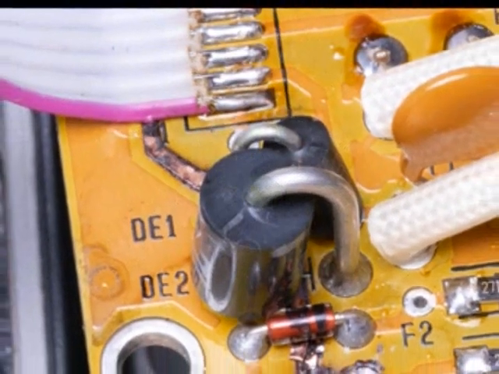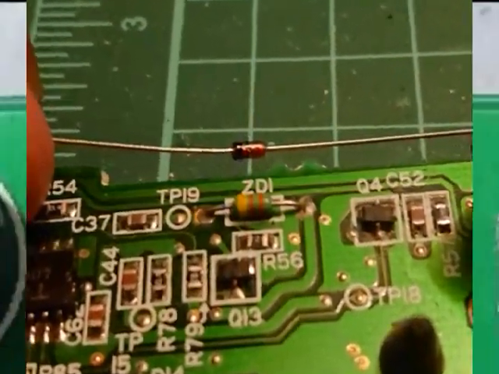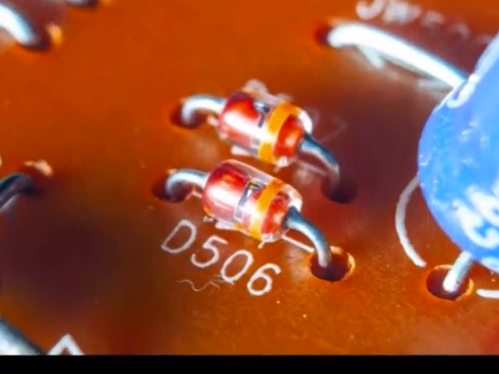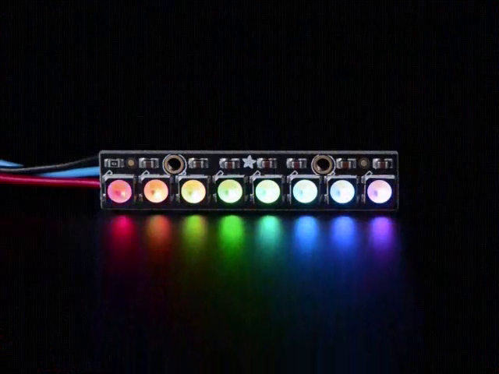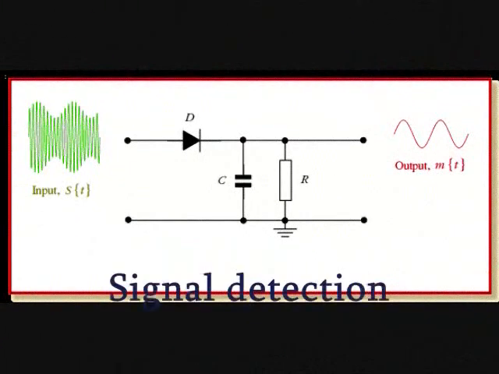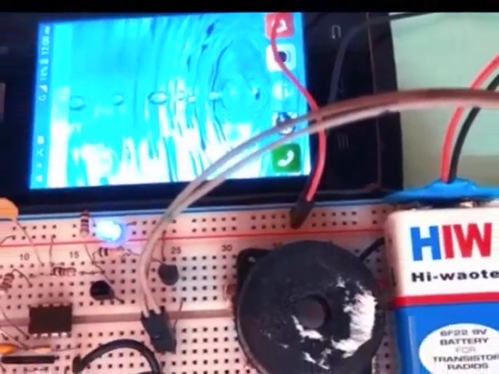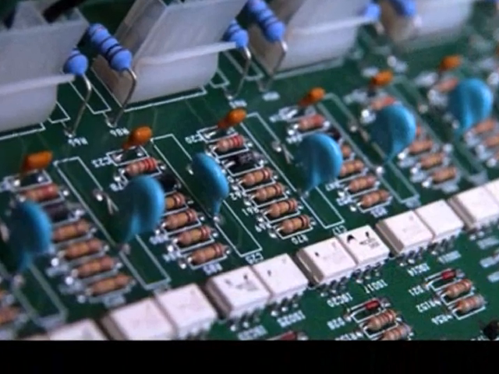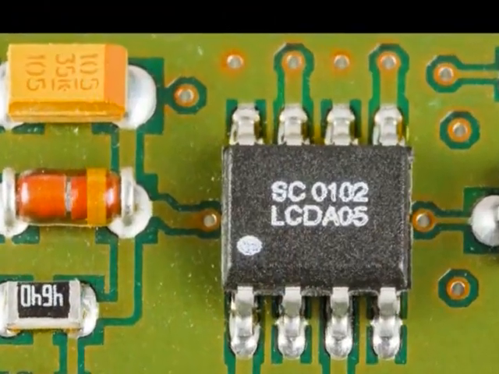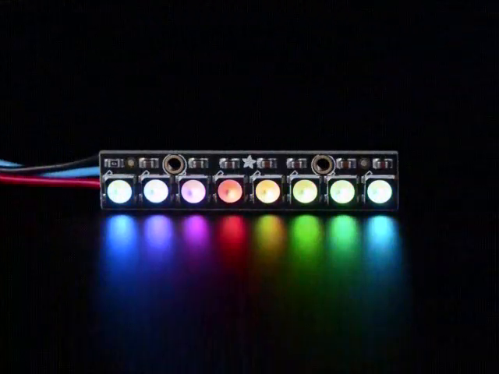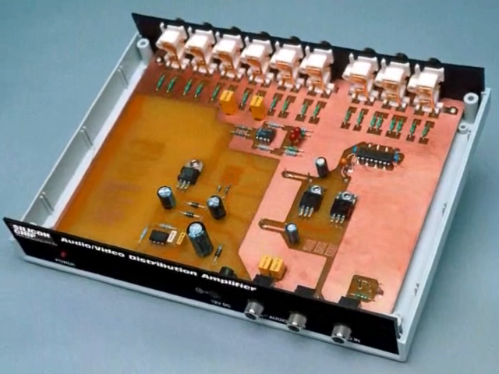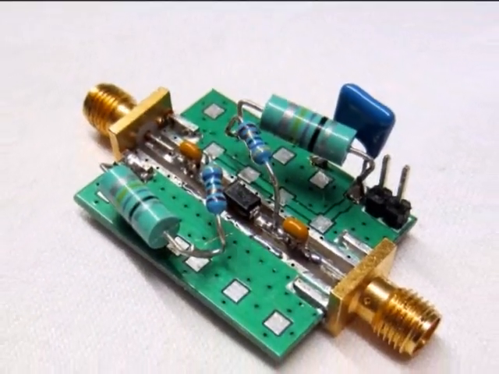Voltage regulation. Zener diodes and other types of voltage regulating diodes can be used to maintain a constant voltage in a circuit, even when the input voltage varies. Signal detection. Diodes can be used to detect the signal in the circuit by rectifying and filtering it. Signal cutoff or limiting. Diodes can be used to cut off or limit the range of a signal to prevent distortion or damage to the circuit.